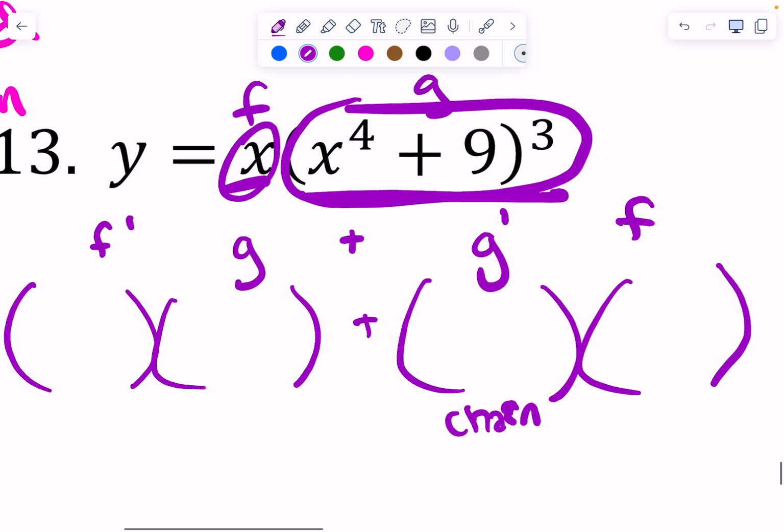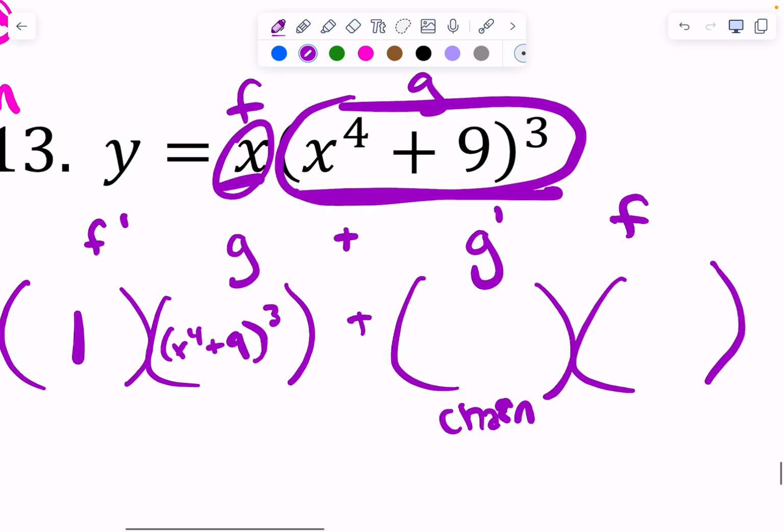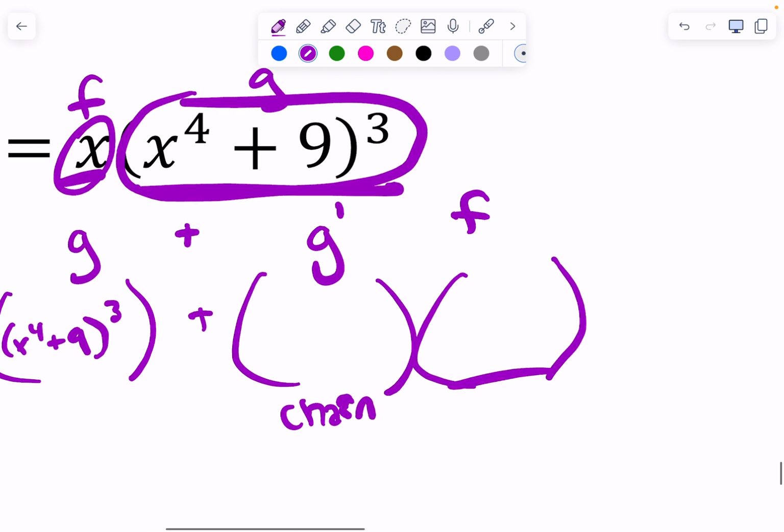Okay. What's F prime? No, wait, 1, right? The derivative of X is 1. G just stays that thing, so X to the 4th plus 9 cubed. Okay, let's write out F. What's F over here? I'm going to do everything but the chain. X. Okay, now chain rule.